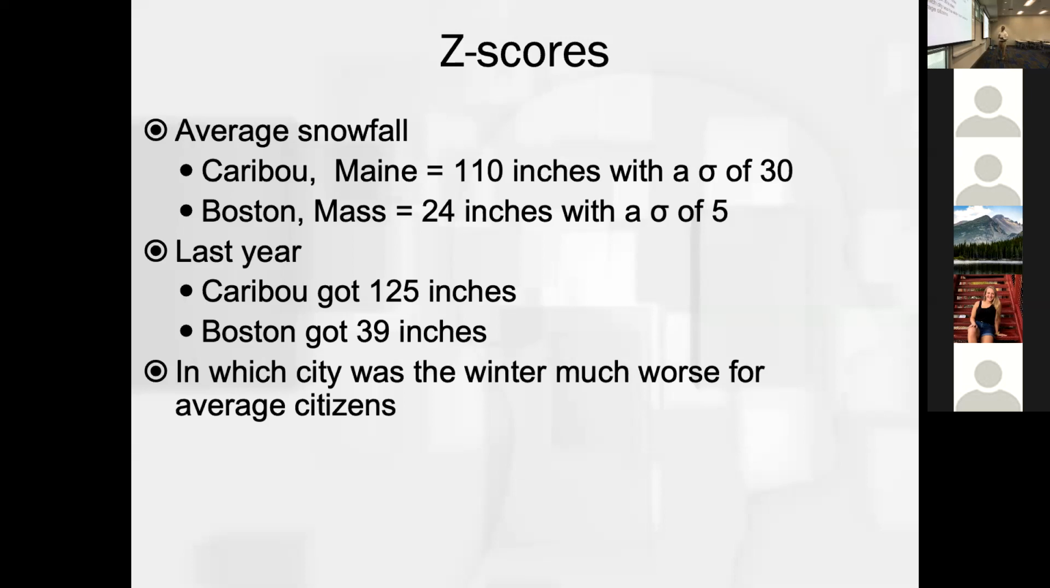Well, let's say we have two different cities, Caribou, Maine, and Boston, Massachusetts. And Caribou, Maine gets on average 110 inches of snow every year with a standard deviation of 30 inches. Boston, on the other hand, let's say gets an average of 24 inches of snow a year and has a standard deviation of 5.